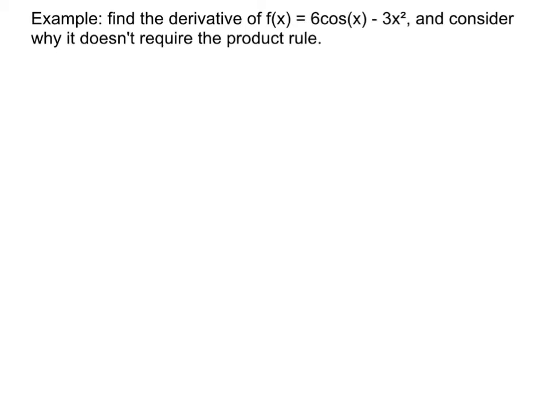So the first example that I have is I would ask us, hey, can we find the derivative of 6 cosine x minus 3x squared? And think about why that doesn't require the product rule. So sort of pause the video for a second and think whether or not you think that this problem would require a product rule in any sense. And it really doesn't. One reason is that there's a subtraction in between.